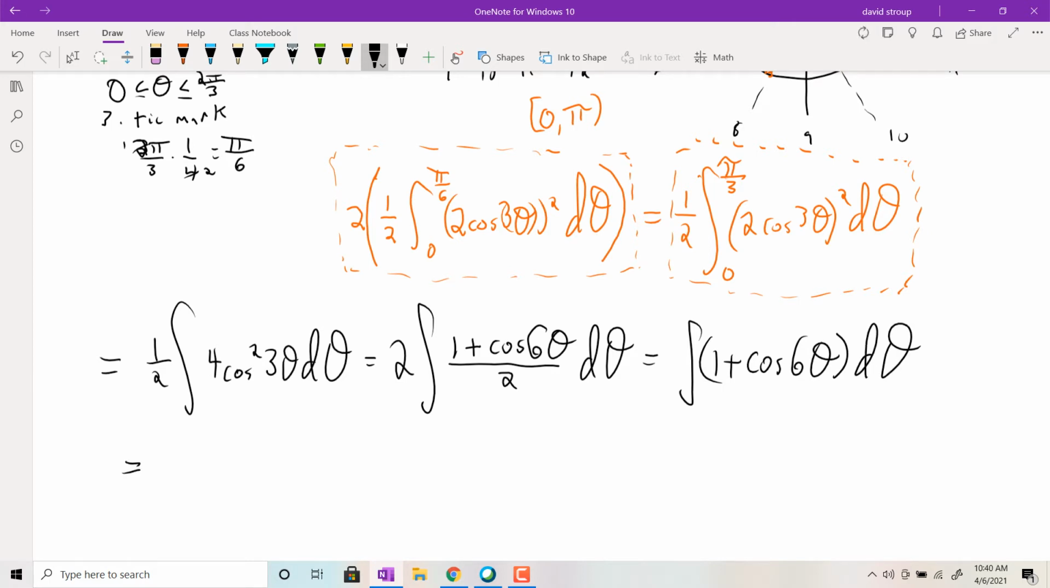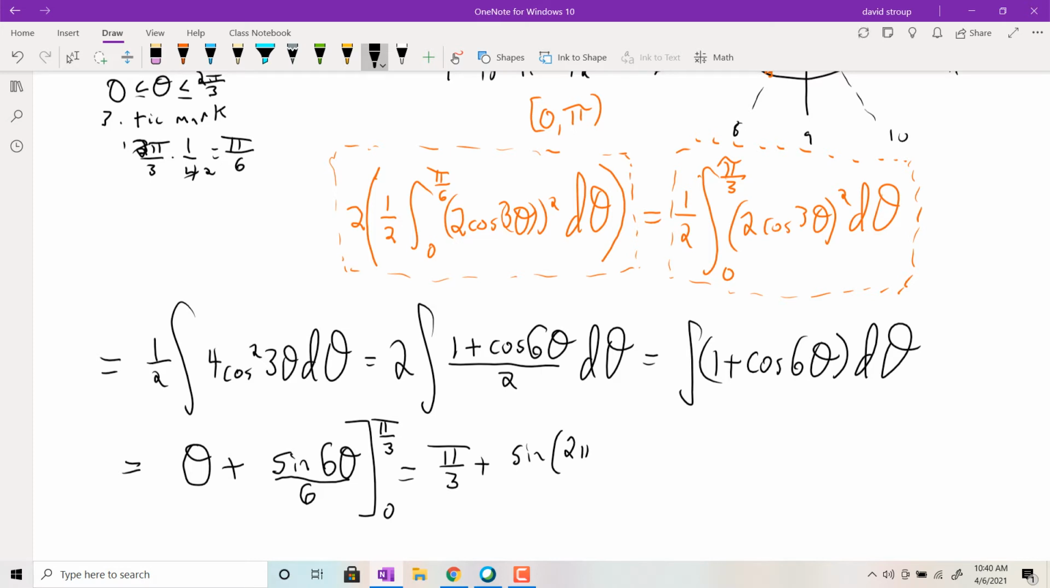And then the integral of 1 is theta, the integral of cosine is sine. And if you do a u sub, you'll have a factor of 1/6. I'll just go ahead and put that there. And then I'm integrating from 0 to pi over 3. So I get pi over 3 plus the sine of 6 times pi over 3, which is just 2 pi, all over 6, and then minus 0 plus the sine of 0 all over 6.